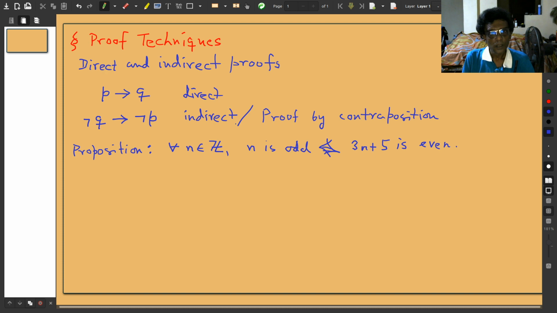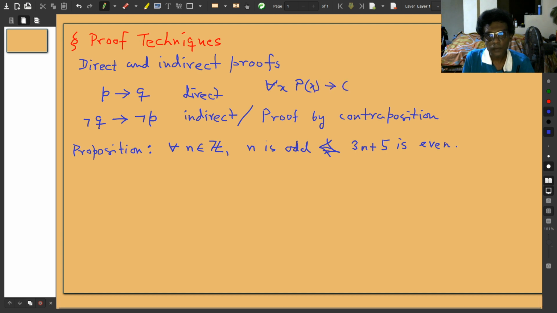Okay. So whenever I talk about this P implies Q or something like that, we may often imply that it is something like this: for all x, Px implies Qx. Okay. Things like this. So this is one of this form. For all x, Px implies Qx. This is same as for all x, not Qx implies not Px. Now that is proved by contraposition. So let us do this.